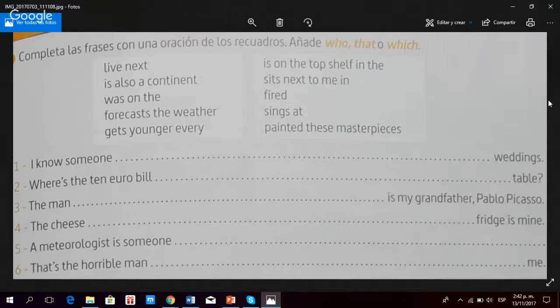Okay. Fridge is refrigerator. Okay. A meteorologist is someone who forecasts the weather. Is that right? I don't know. A meteorologist is someone that forecasts the weather. And the last, that's the horrible one. Okay.